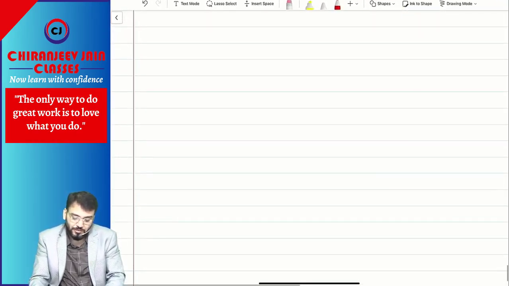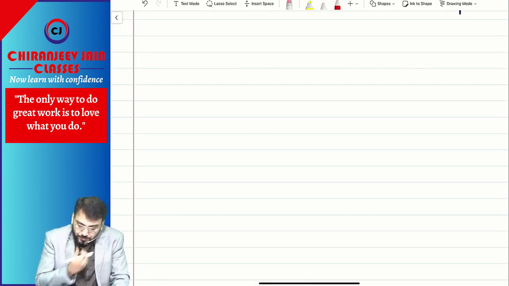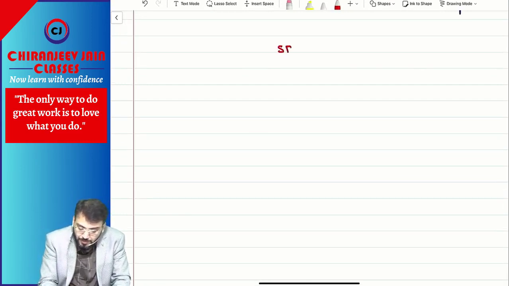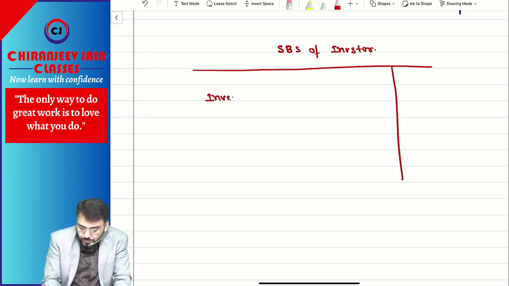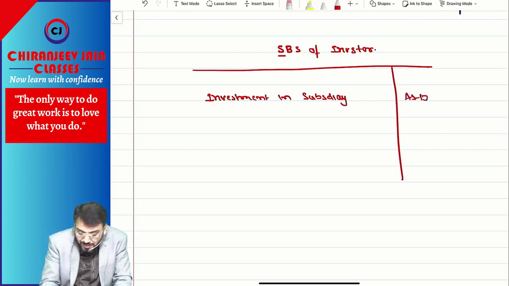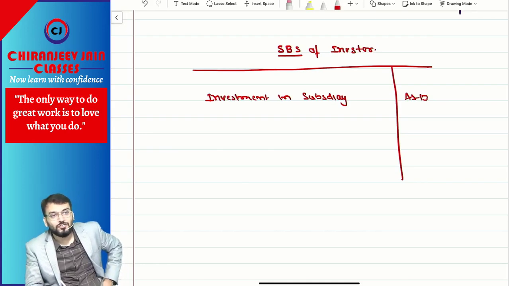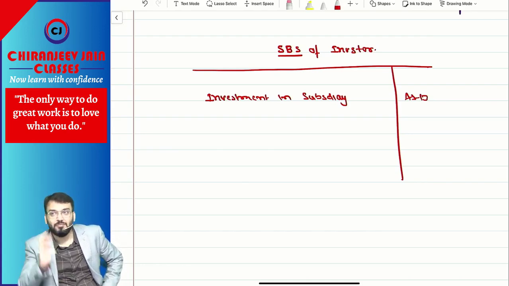Can I say it in this way? Just try to understand, everyone. In the separate balance sheet of the investor, who has done the investment, can I say investment in subsidiary will be as per which AS? No, AS 13. This is the separate balance sheet, not the consolidated balance sheet. Listen to whatever I am saying.